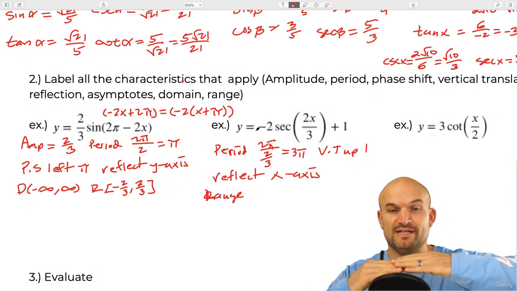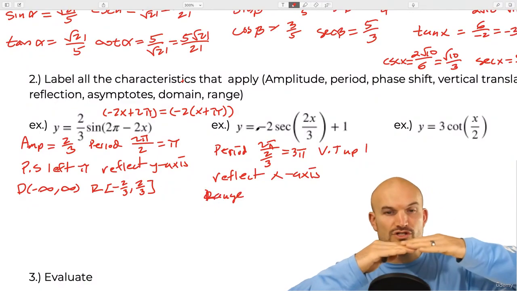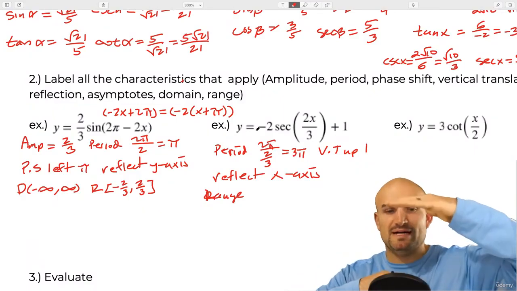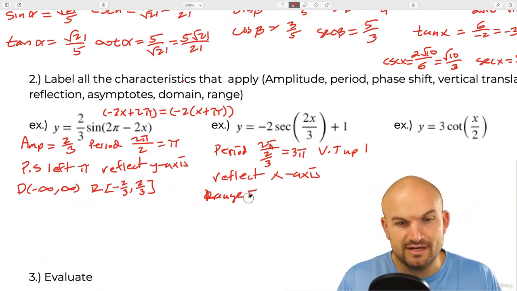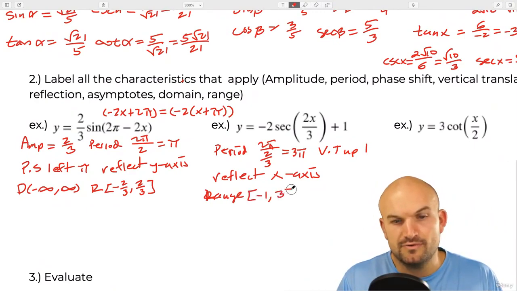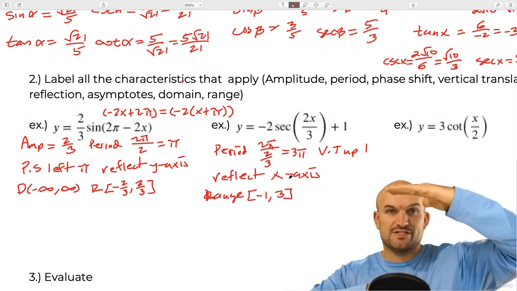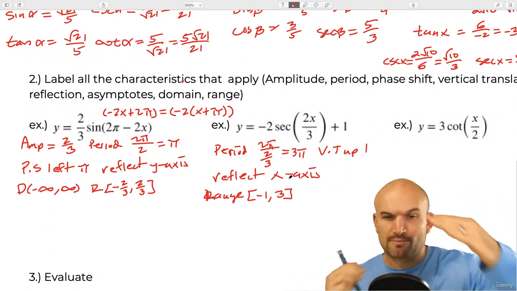Okay, so the graph has been stretched from -2 to +2, but then got shifted up 1. So the range is going to go down to -1 and then up to 3, right? Because that vertical stretch takes you from -2 to 2, and then the graph gets shifted up 1.